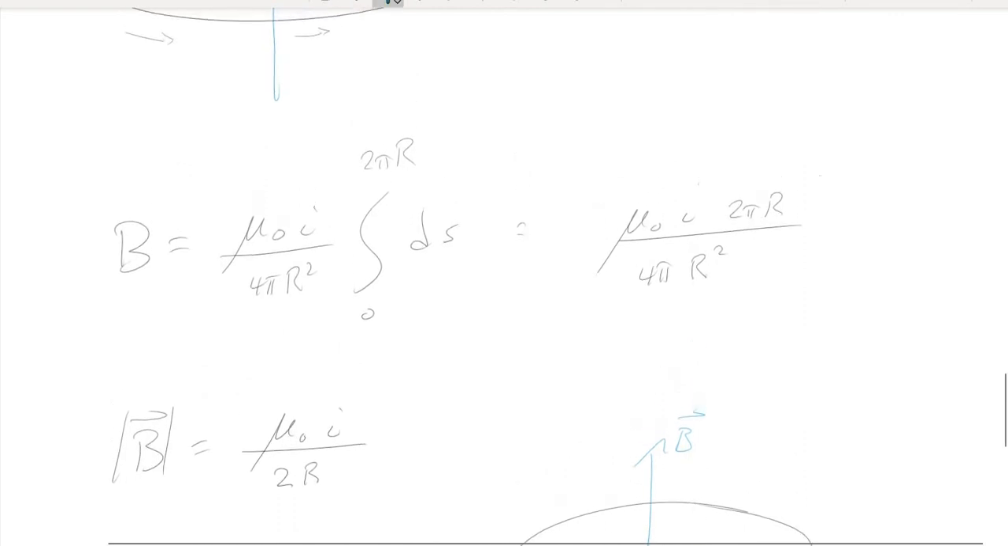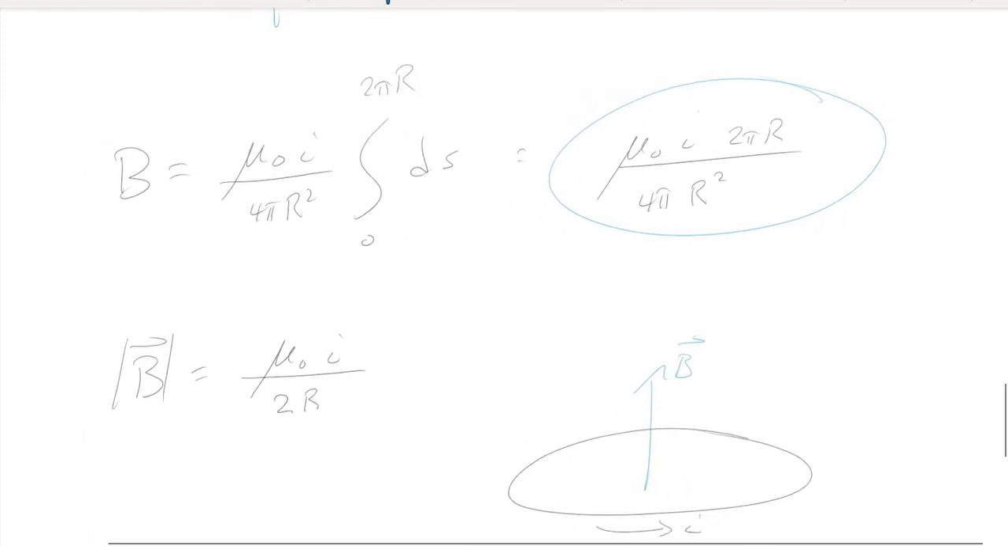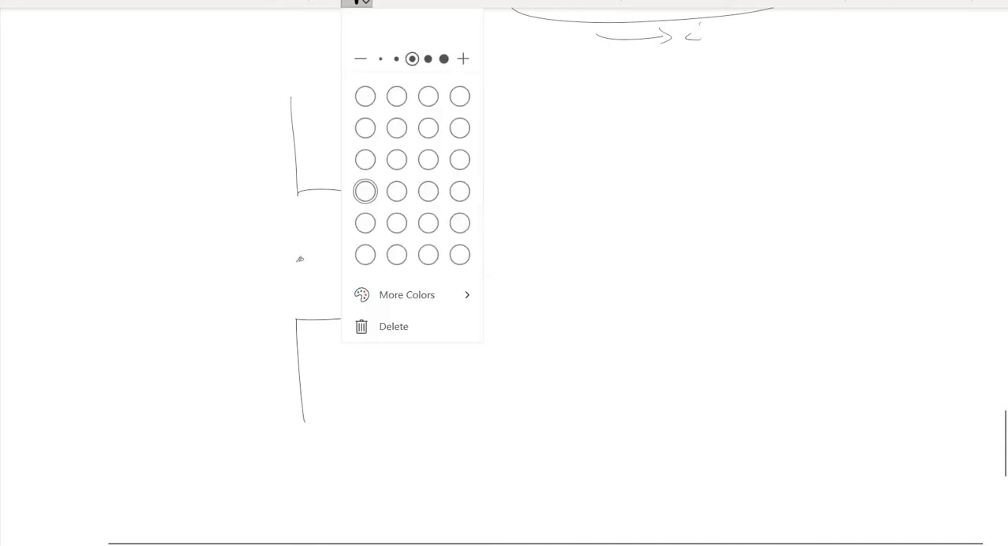But I want to take a step back and look at what we have here, because who's to say that we have to have a full circle of wire every time? What if I just want a semicircle of wire? If I just have half a circle of wire, what would that do to the magnitude of the magnetic field that passes through the center point of that semicircle?